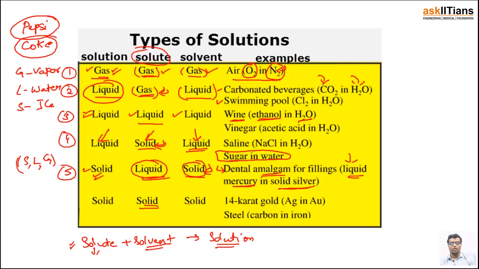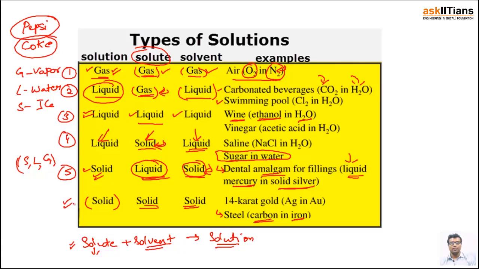Next, solid in solid. This is a famous example. Generally you consider any alloy. For example, here you can consider steel. Steel is an alloy of carbon in iron. Carbon is the solute here and iron is the solvent here. Carbon is present in very small quantities compared to the composition of iron in the given steel, which is a solid. So here the solution is a solid itself.